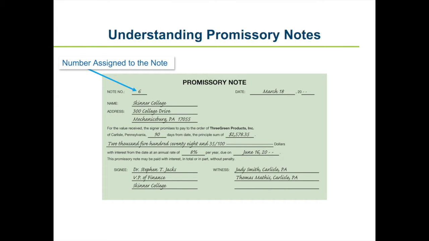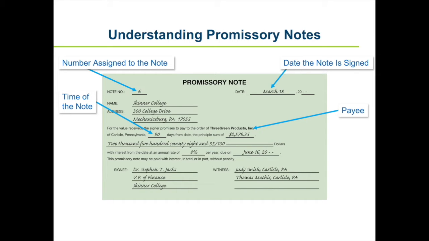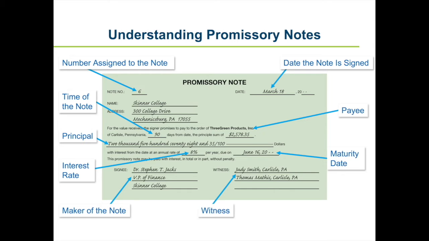You have the number assigned to the note. They keep them in numerical order. The date the note was signed, the time of the note in days, and this will be used when you calculate the due date. The payee, which is the person or business to whom the amount of the note is payable. The principal, which is the original amount of the note. You also have an interest rate. It's the amount of money you have to pay to borrow the money. The maturity date: you take March 18th, you add the 90 days, and you come up with June 16th. The maker of the note and the witness.